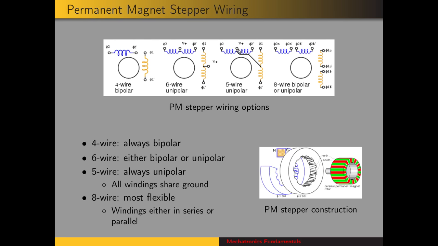5 wires has what's called a center tap, where the center of this coil is on the same wire as the center of the other coil. And so it's always unipolar operation. And then the 8 wire configuration is the most flexible. It can be bipolar or unipolar, and the windings can be configured in either parallel or series depending on if it's desirable to have a high current or high voltage drive.